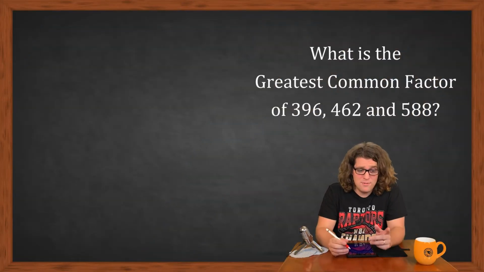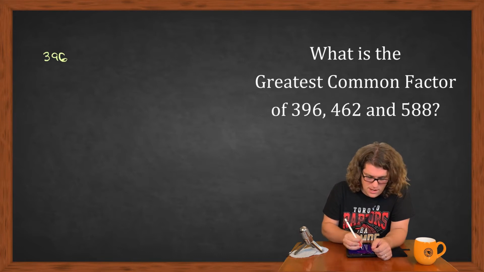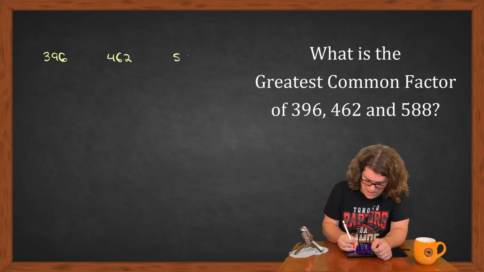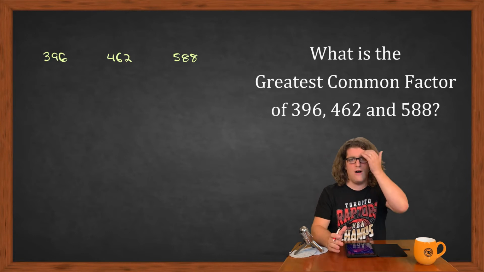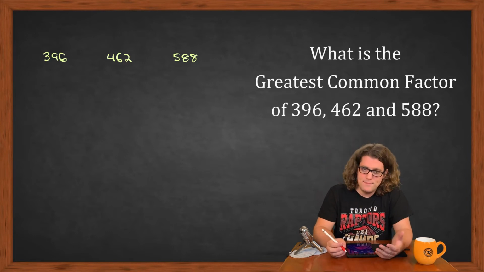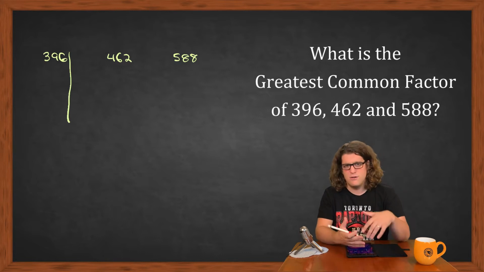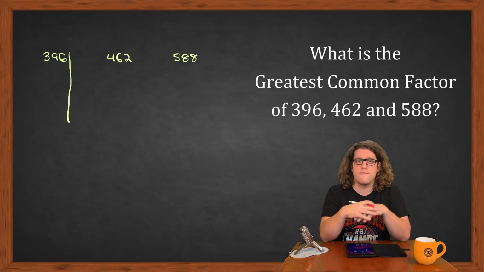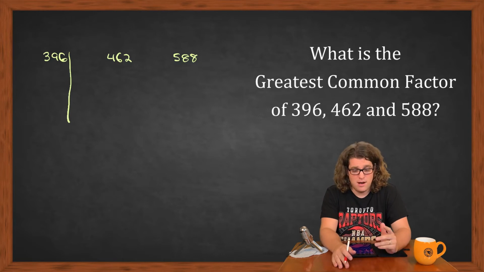All right, so the numbers that I'm going to work with this time are going to be 396, 462, and 588. I'm going to see if I can factor these reasonably well on the fly in front of you. So I'm going to start with the 396. So the first thing that I usually do is this vertical line thing. If you prefer the tree method, please go for it, and that would be appropriate.